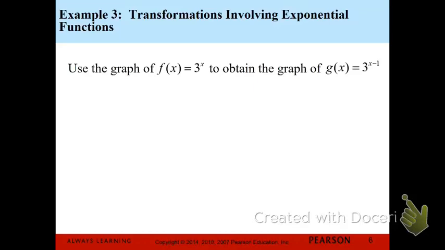So, it says use the graph of f of x equals 3 to the x to obtain the graph of g of x equals 3 to the x minus 1. Now, remember transformations when we did them with quadratics? With the a, b, h, and the k? Remember I told you, if you know what a does, you know what b does, you know what h and k do, it's always the same no matter what kind of equation you have. Guess what?